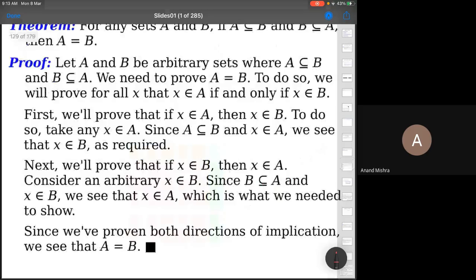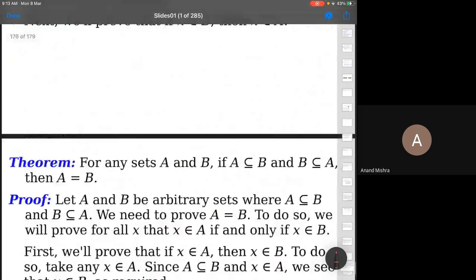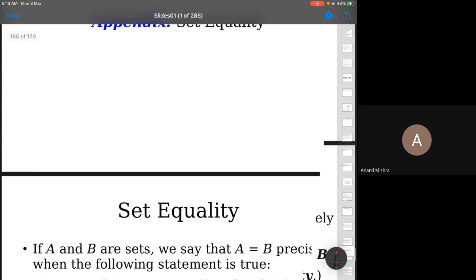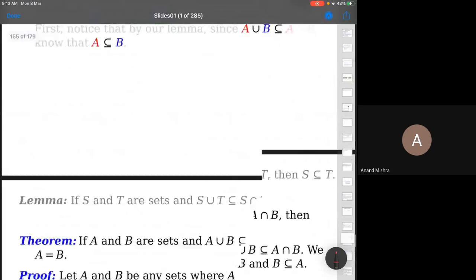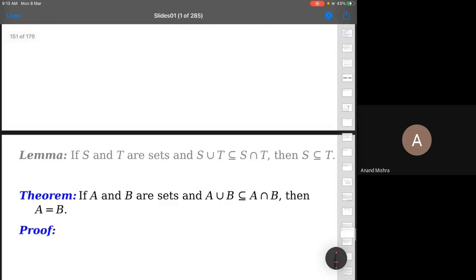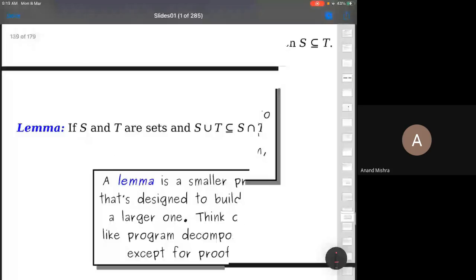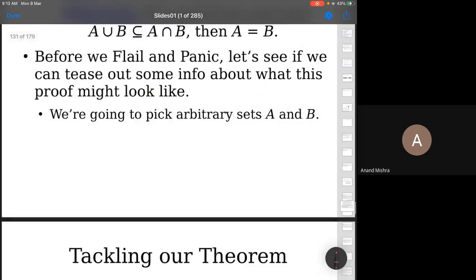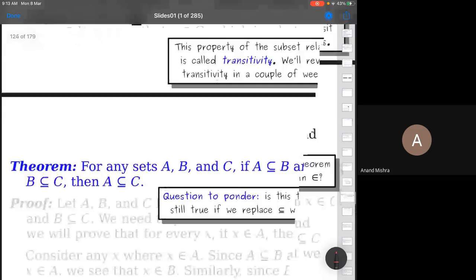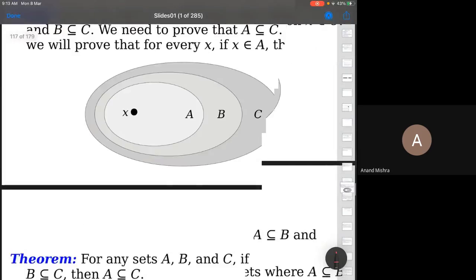If I remove k square, oh, sorry, this is a big problem with the slides. Just give me a minute.